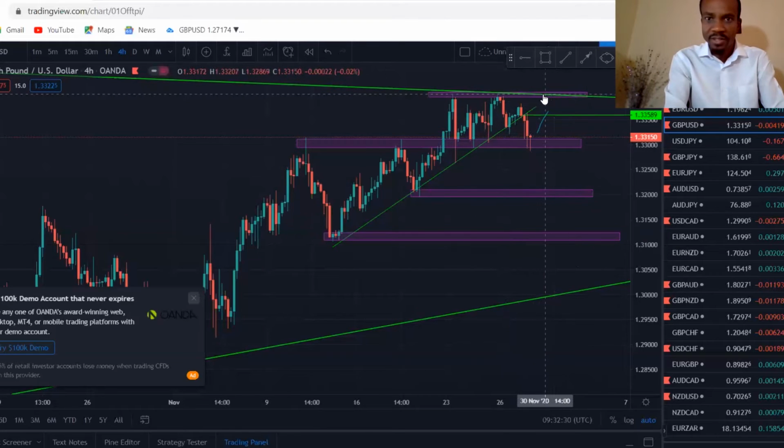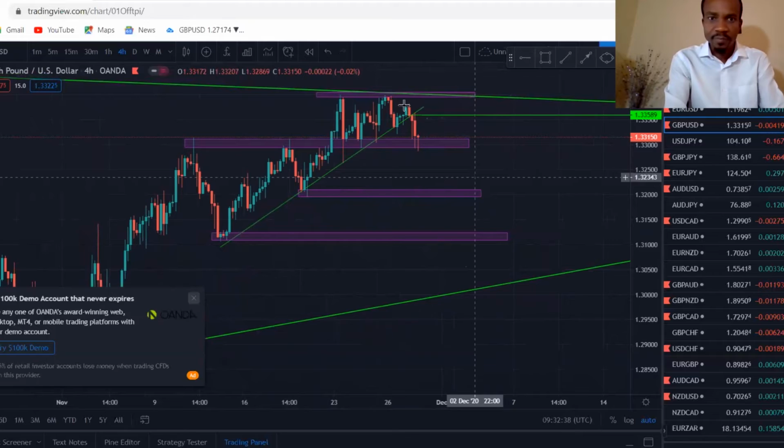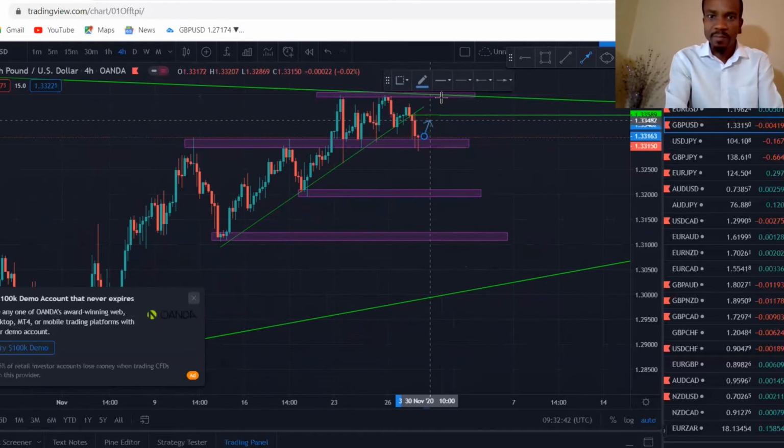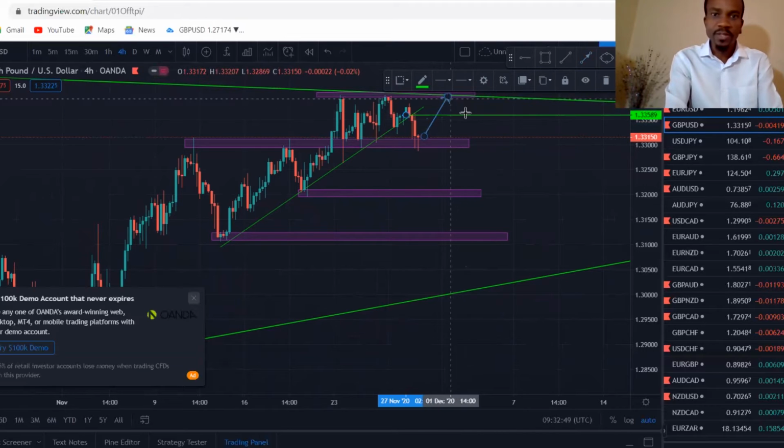if price breaks this level around 1.33980, 990, and then price consolidates, we'll be expecting price to be shooting to the upside. So let's clear that out. Let's shift this here. So if price comes to this level and then breaks to the upside, what we'll be expecting here is just consolidation around that area and then price shoots to the upside.